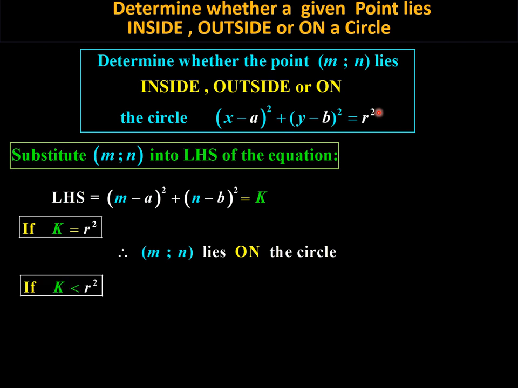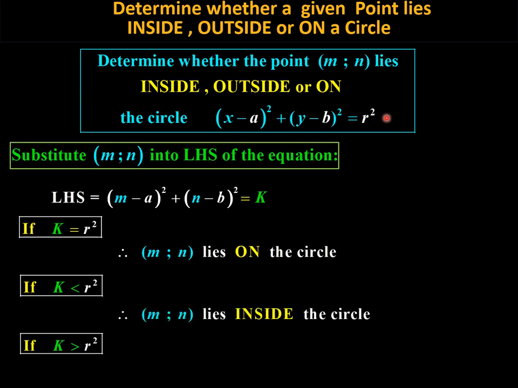Okay, but if this k value is less than that r squared, then that point lies inside the circle. And if k is greater than that r squared, then your point lies outside the circle, right? So you need to be able to clearly know how to distinguish when it is on, inside, or outside.